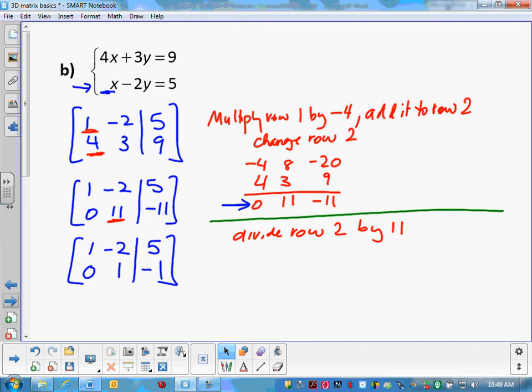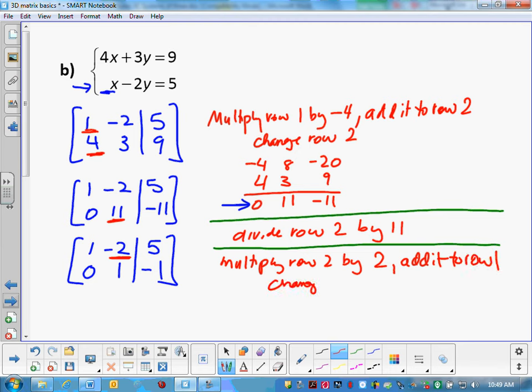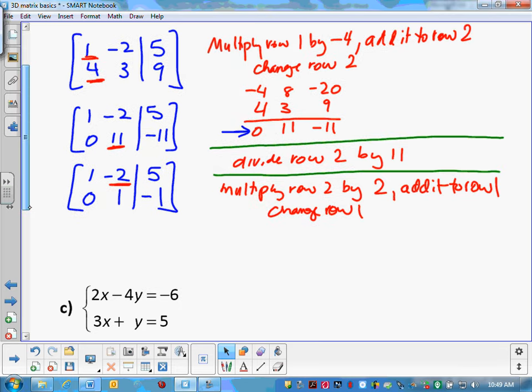All right, so now we're down to the last spot that we need to fill in, and we need a 0 in that spot. So we're going to multiply the other row. So if I want a 0 in this spot, multiply the other row by positive 2. So multiply row 2 by 2 and add it to row 1. And then change row 1. And that will give us this.